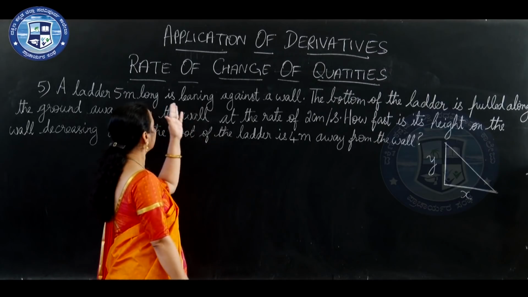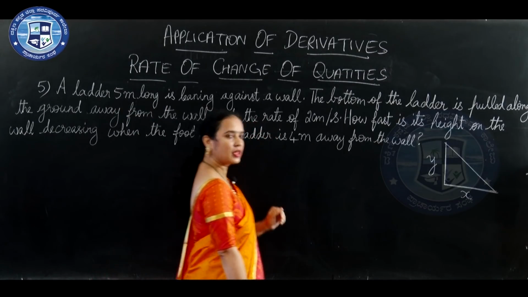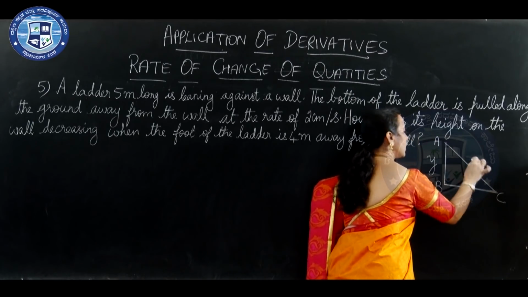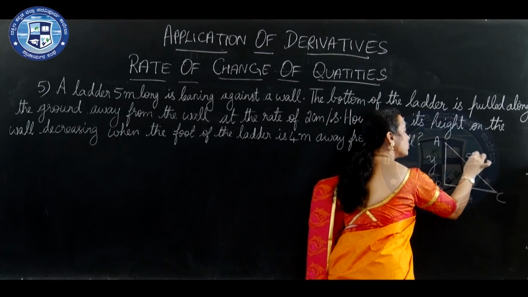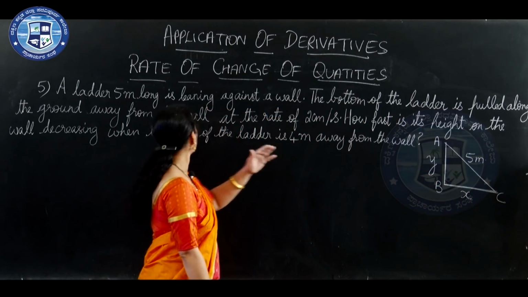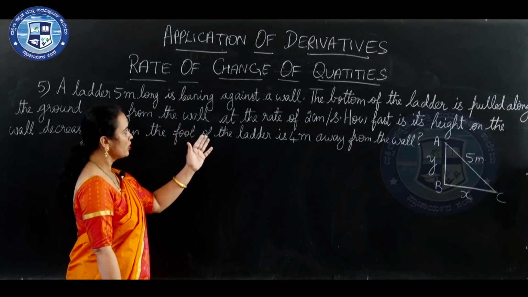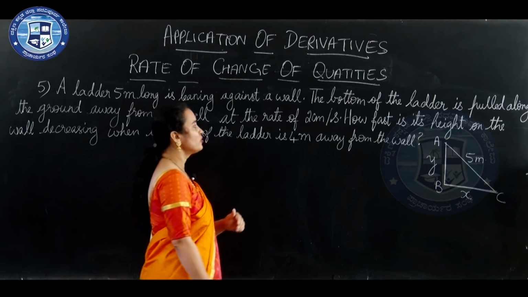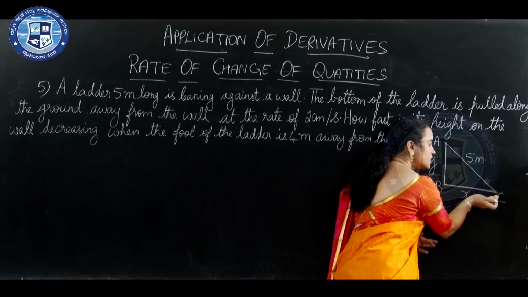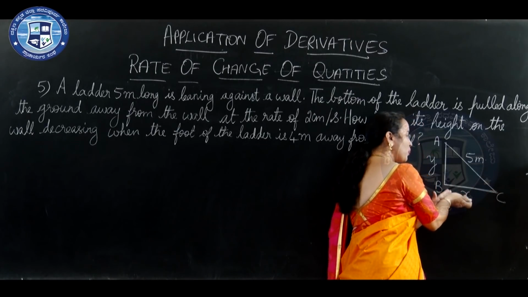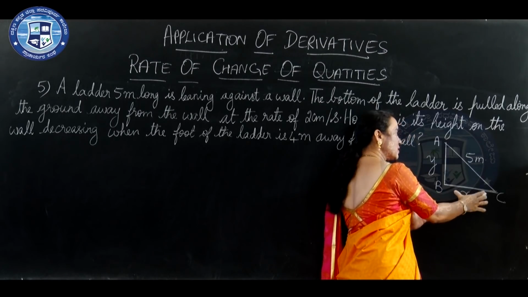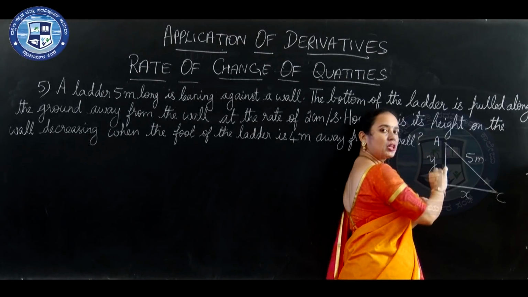A ladder 5 meter long is leaning against a wall. So, if I take this as triangle ABC, this is the ladder which is 5 meters. Now, the ladder is pulled along the ground away from the wall at the rate of 2 centimeter per second. So, have a look, the ladder is pulled. So, when the ladder is pulled, there will be a change in this x. At the same time, there will be a change in y.